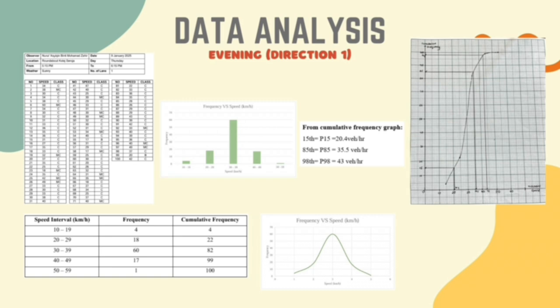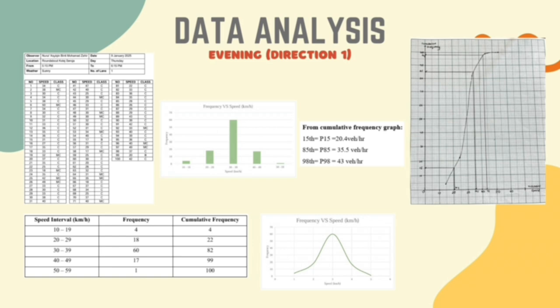By collecting all the speed data and classifying it into classes, we will have 100 samples of data with different speed intervals. We can also determine the frequency and the cumulative frequency based on the data. By that, we can produce 3 different graphs: frequency histogram, frequency distribution graph, and cumulative frequency graph. From the cumulative frequency graph, we will be able to determine the values for P15, P85, and P98.